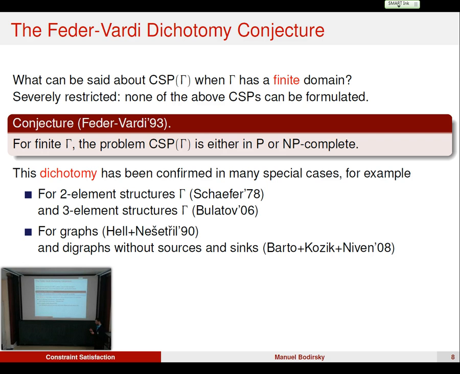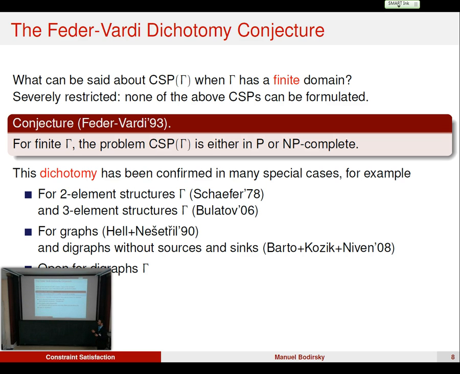It's true if you play with the signature. If you force your structure to be a graph, an undirected simple graph, then Hell and Nešetřil proved that the dichotomy is true as well. So for any fixed finite graph gamma, the CSP for it is either in P or NP-complete. More recently, digraphs without sources and sinks. So there are many, many positive results, but it's still open for digraphs in general.